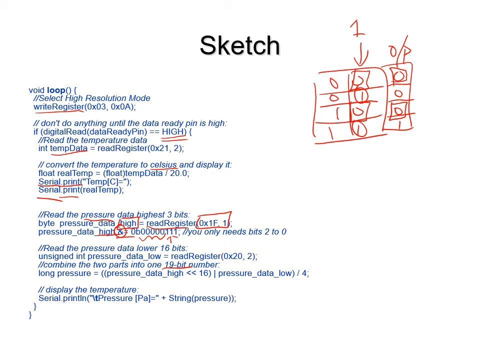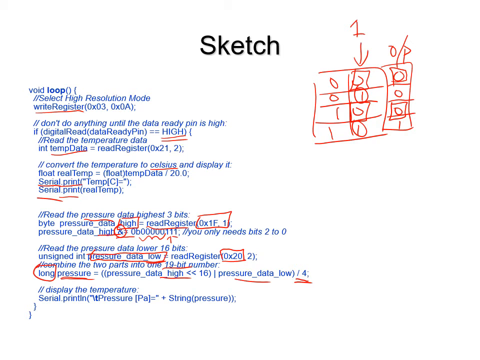After reading the high bit data, you are going to read the low bit data. The address is 20. And then it is put into the parser data low, and then you declare another parser data with a long data type, so that you combine the two data into a single data. Then divide by 4 so that it scales down the size of the data.